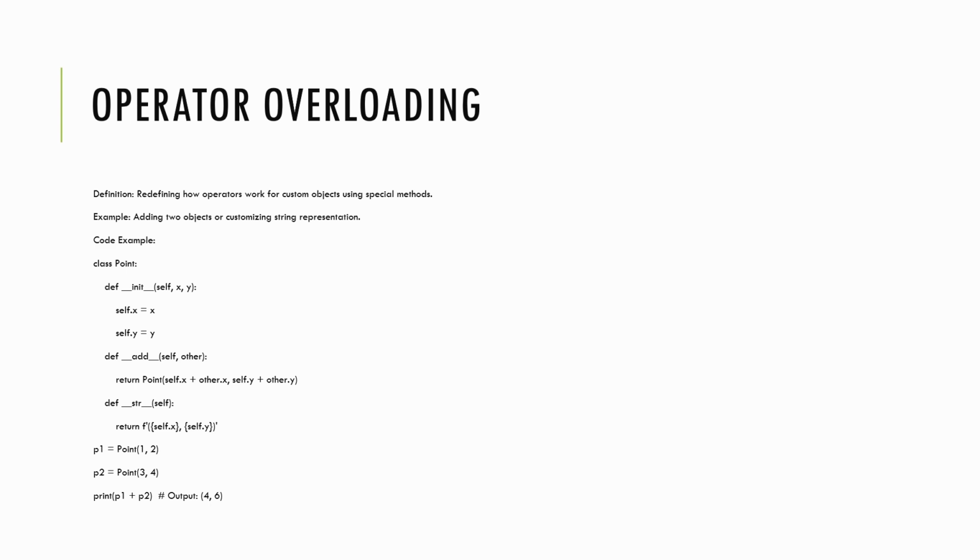Operator overloading allows us to redefine how operators work for custom objects. For instance, we can overload the plus operator to add two point objects together. In the example, we have defined the __add__ method to handle the addition of two point objects. When we use the plus operator, Python calls this method and returns a new point object with the sum of the coordinates.